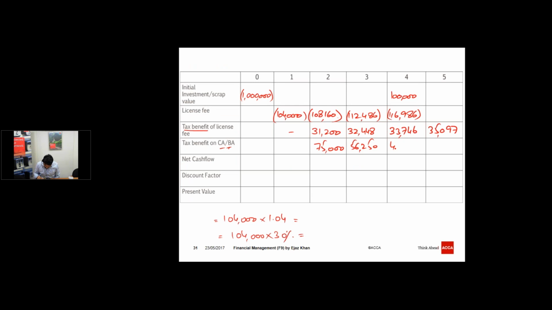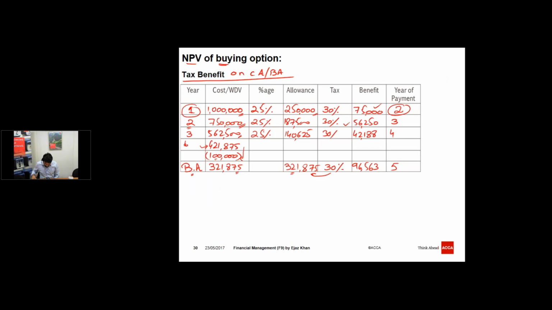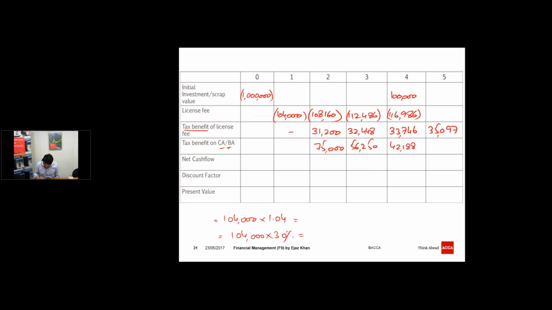$42,188, and for the last year it will be 96,563. Okay, now we don't have any other cash flow, so we'll net off all these figures. 1 million for year 1, 104,000 for year 2. Okay, can anybody net off these figures for me?